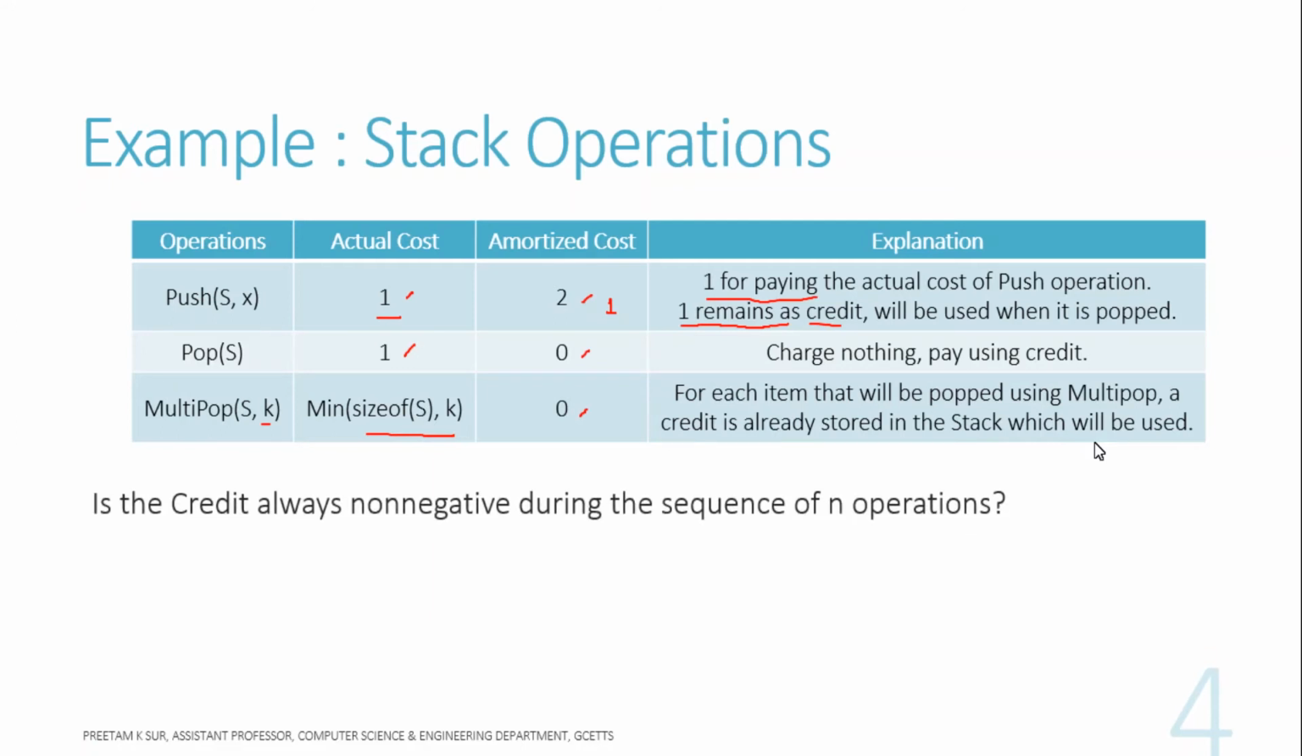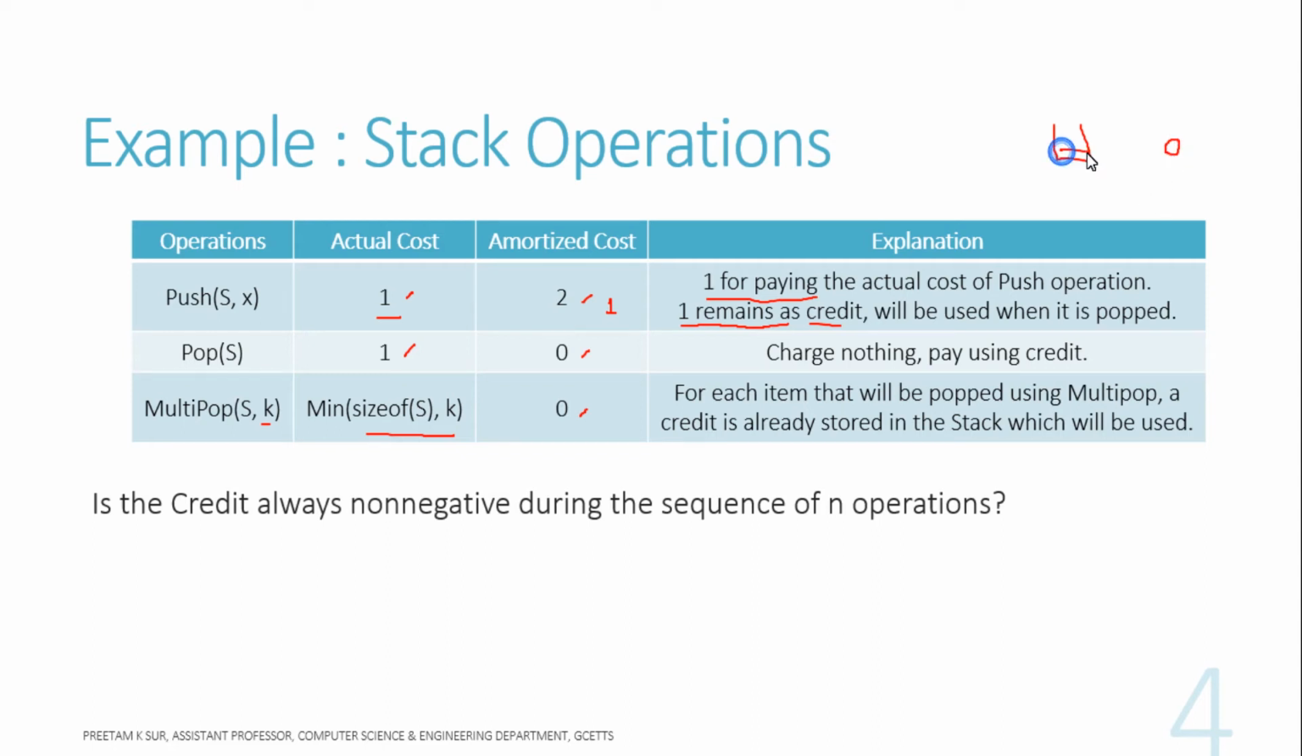Now we have to find out whether the two criteria I showed in the last slide hold here. The first one: is the credit always non-negative during the sequence of n operations? If you look at it, the answer is yes. Why? Initially the stack was empty, so there is no element and no credit. Therefore the credit is 0 initially, which is non-negative.